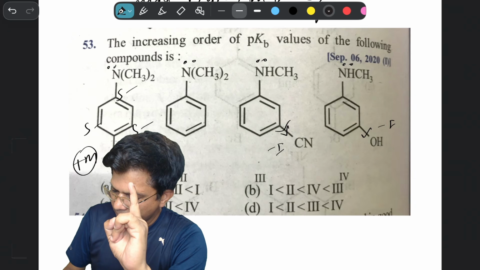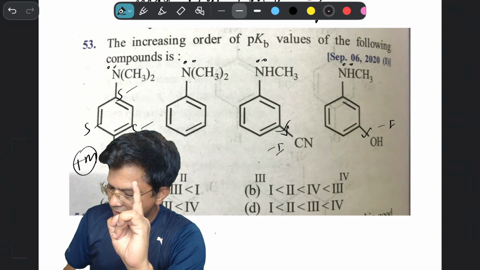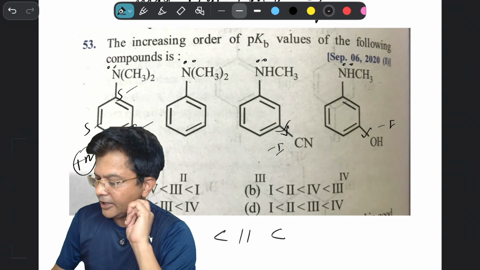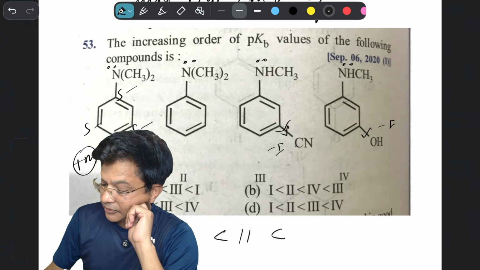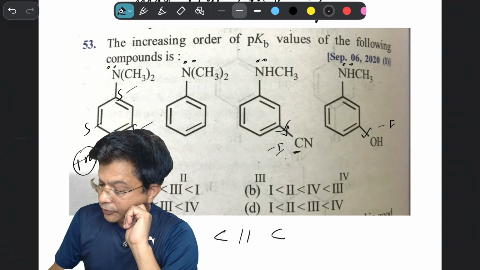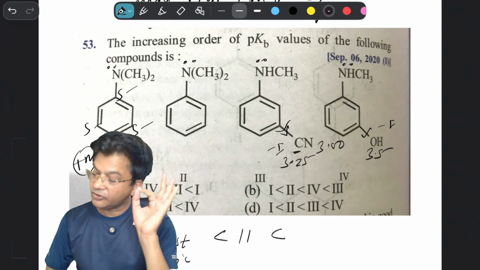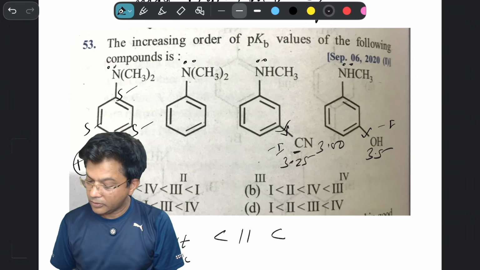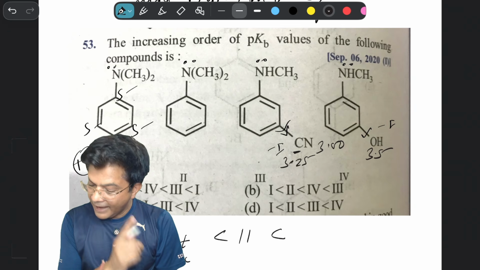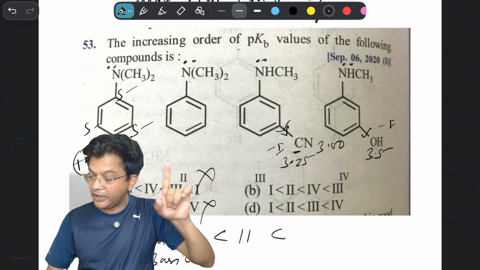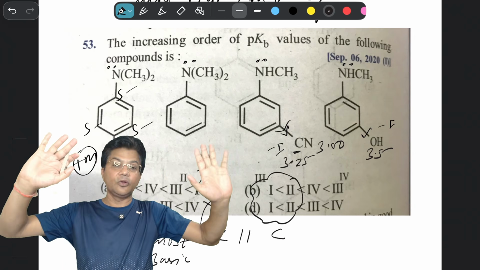Most basic, and after that nothing is attached. After this, second. After that, cyanide and OH, it's very tough. Cyanide, carbon is 3.25 electronegativity, but at the same time nitrogen is 3 electronegativity, and oxygen is 3.5 only. So out of these two, it's very close, but still let's find out. The options will have to start 1 2, 1 2, 1 2. Both the options are starting from 1 2. See, it's very close, kids.